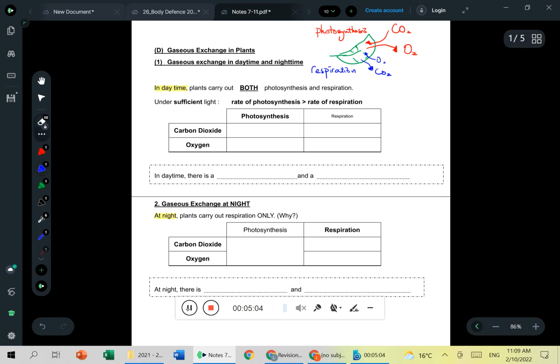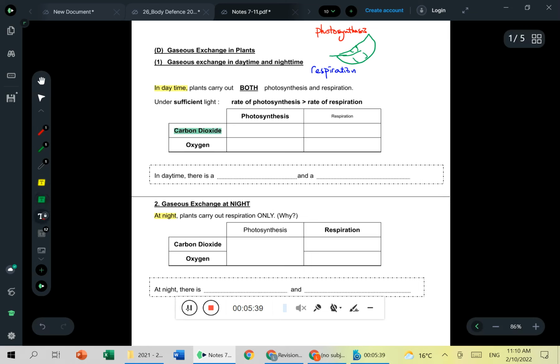And we're going to start from daytime, because at daytime both processes take place. So I changed my picture because I want to put the same gas on one side for you to understand more easily. So say for example, my question now is, does the plant take in or give out carbon dioxide in daytime?